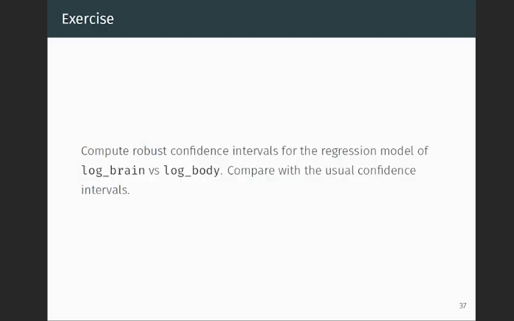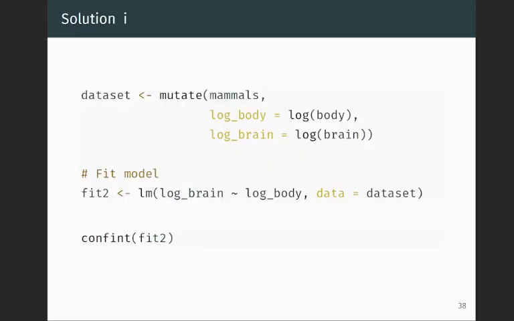Okay, so now it's your turn. Compute robust confidence intervals for the regression model of log brain versus log body, and compare with the usual confidence intervals, the confidence intervals that we get using the confint function. You can pause the video and give this a try. Okay, I hope you had time to try this out.